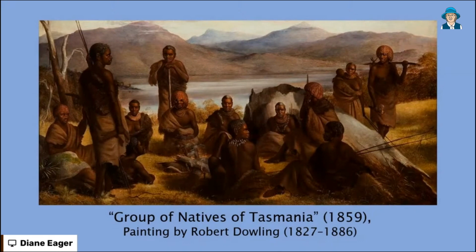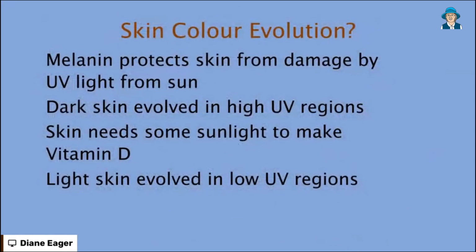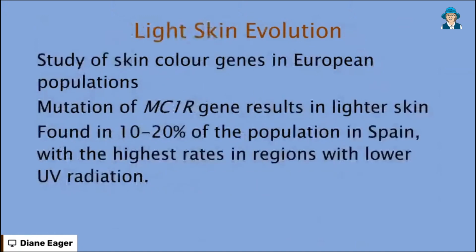So that pattern of ultraviolet light doesn't work for Australia either, any more than it works for the Americas. Now, what about the other side of the evolutionary story, about the skin needing sunlight to make vitamin D? So we have light skin evolving in low ultraviolet regions.